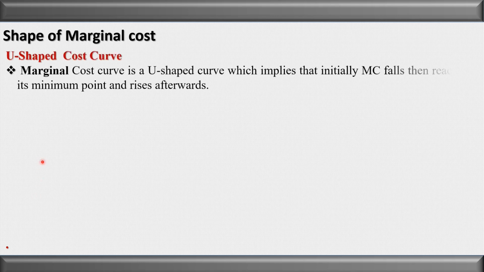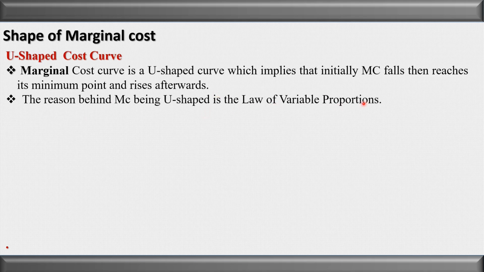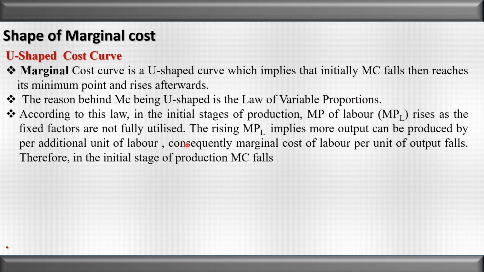Let us see the reason why it is a U-shaped cost curve. Marginal cost is a U-shaped cost curve which implies that initially marginal cost falls, then reaches its minimum position and afterwards rises. Why? The reason is the same, that is law of variable proportion. How is the law of variable proportion responsible? Initially the marginal productivity of labor is high. Because of high marginal productivity of labor, the marginal cost decreases. Later on the marginal productivity of labor starts falling. When the marginal productivity of labor decreases, the wastage increases, because of which marginal cost also starts increasing. And all this gives marginal cost a U-shaped cost curve.